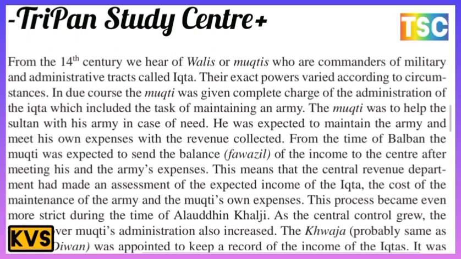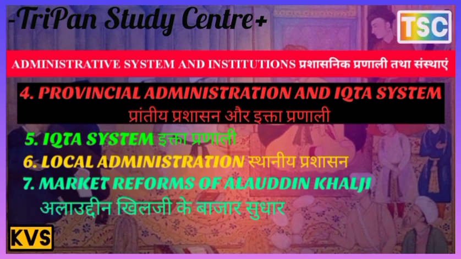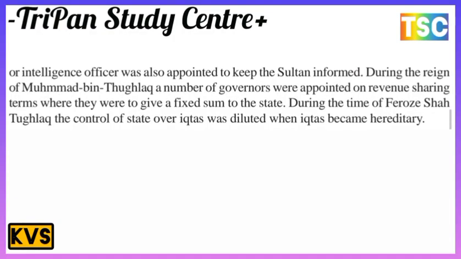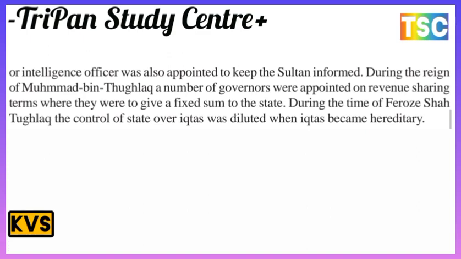The Khwaja, probably the Sahib-i-Diwan, was appointed to keep a record of the income of the Iqta. It was on the basis of this record that the Sultan made his revenue demands. A barid, or intelligence officer, was also appointed to keep the Sultan informed.